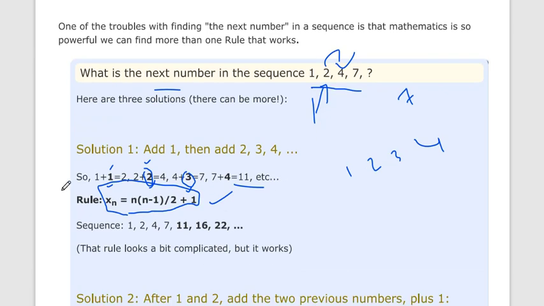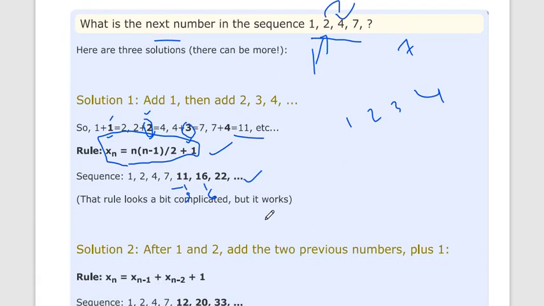So now our sequence will become 1, 2, 4, 7, 11, then we have to add 5, then 6. So this is also a sequence. Now let's see a different rule. Can we apply a different rule to this sequence? Yes. How?